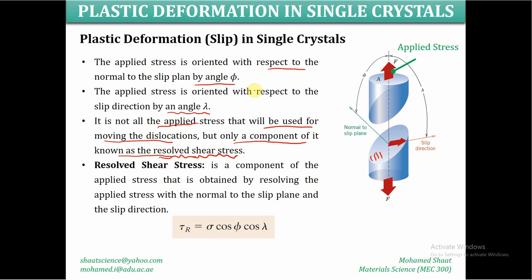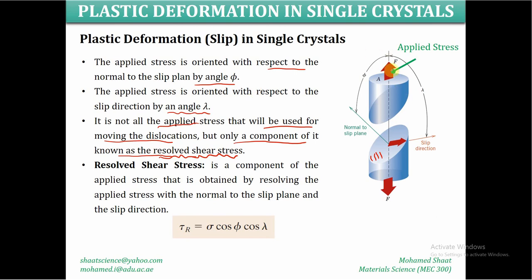This requires a shear stress, and this shear stress should be parallel to the slip plane. From physics and mechanics of materials, the stress that is parallel to any plane is considered a shear stress, but the stress that is normal to the plane is a normal stress. You got it? So that's why, in order to achieve plastic deformation, or in order to move the dislocation inside the material structure, this requires a shear stress that is parallel to the slip plane.